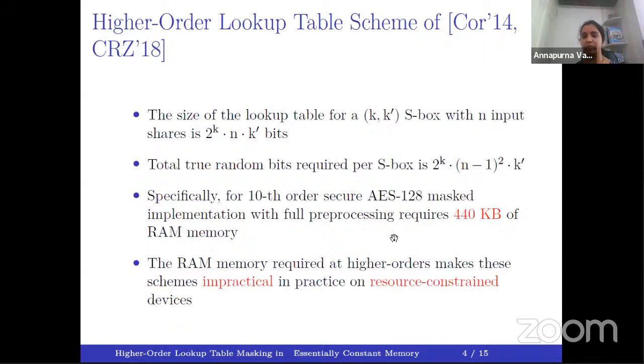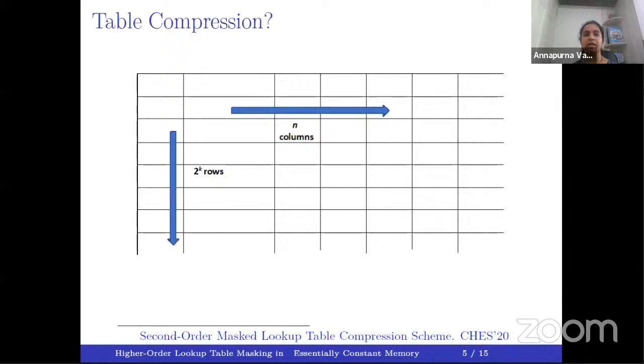This memory may be heavy for resource constrained devices, especially memory constrained devices. So how can we optimize the memory required? That is the goal of our work. There are two possibilities to reduce the memory required. Either we can reduce the number of rows, compressing them to per k rows, or we can go for a compression across the columns. We can reduce the number of columns.